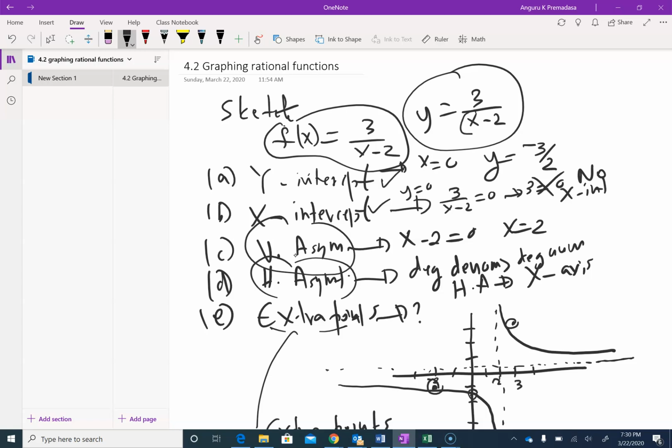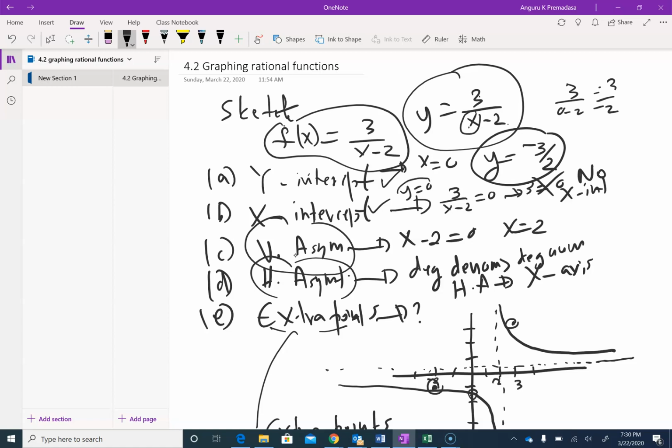Finding the y-intercept is generally very easy. Just plug in x equals 0, and when you plug in x equals 0, you get 3 over 0 minus 2, which is 3 over negative 2, which is negative 3 halves. So that's your y-intercept.